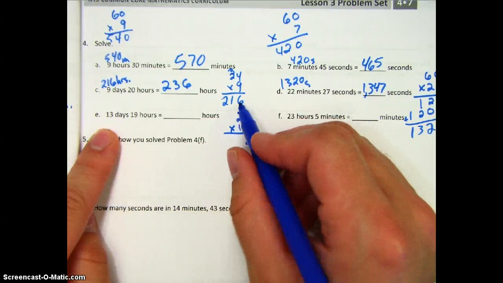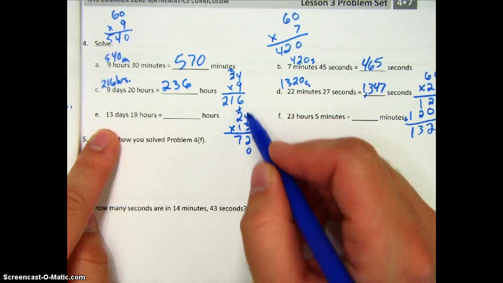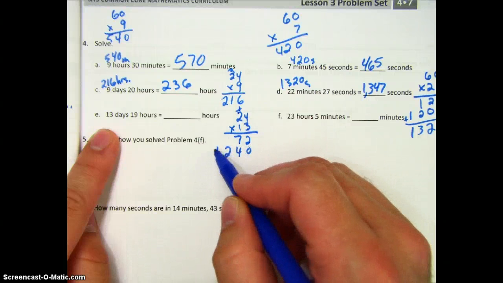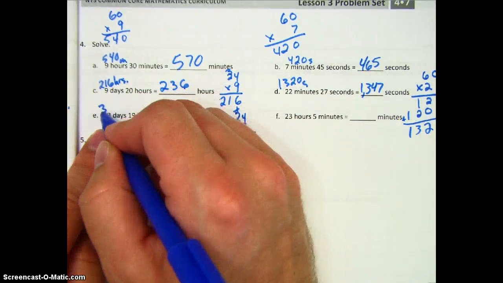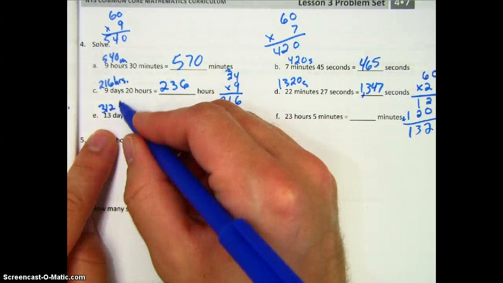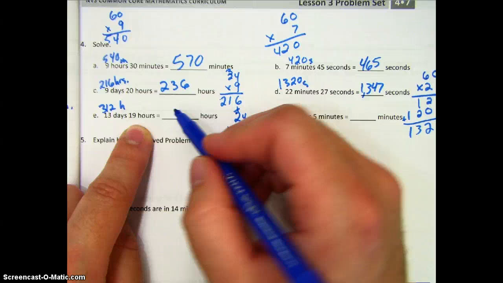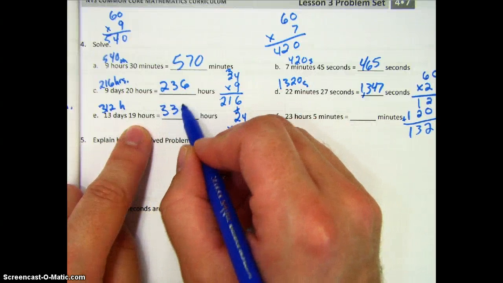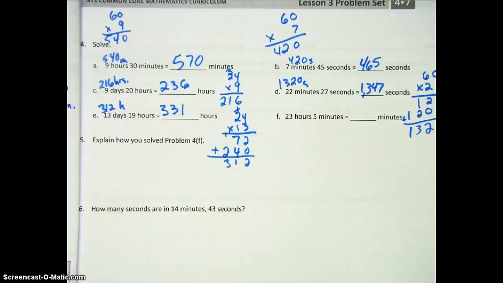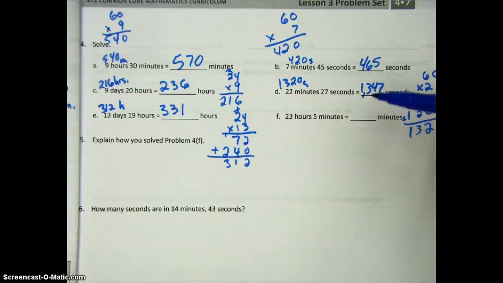Multiply that out. Okay. And that gives us a total of 312 hours plus 19 gives us 331 hours. Okay, moving on to our last one here. Okay. We have 23 hours and 5 minutes.